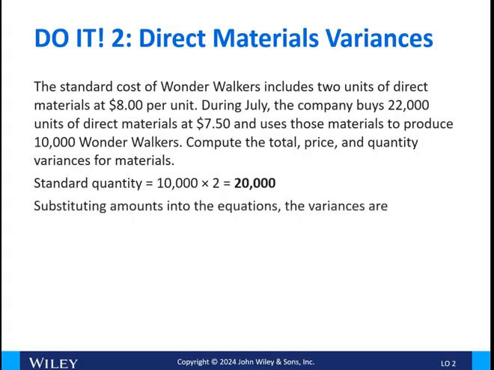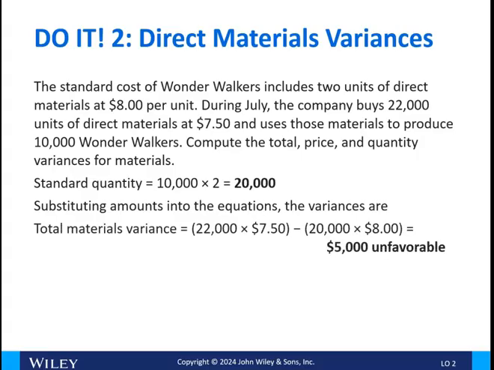And then if we substitute the amounts in the equations, the variances are: total material variance. We take our actual quantity, 22,000 units, times our actual price, $7.50 per unit, minus our standard quantity times standard price, so 20,000 units at $8. We see that we're $5,000 unfavorable for total materials variance.